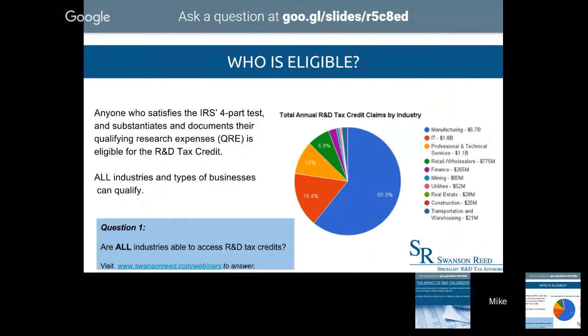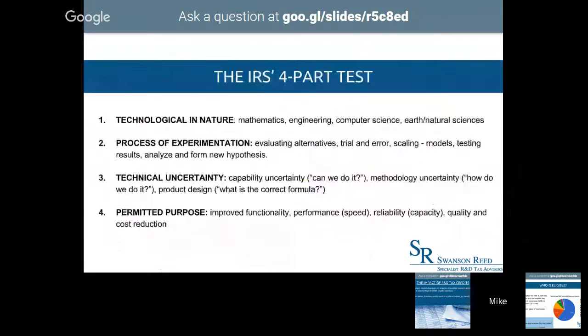We have a first question here to be answered as part of this presentation, and your answer space is to the right of your screen. Question 1 is, are all industries able to access the R&D tax credits? And that's answered on the slide you're looking at. I'll give you a few seconds to think about it, although it shouldn't take very long. Obviously, yes, all industries can access or take advantage of the R&D tax credits.